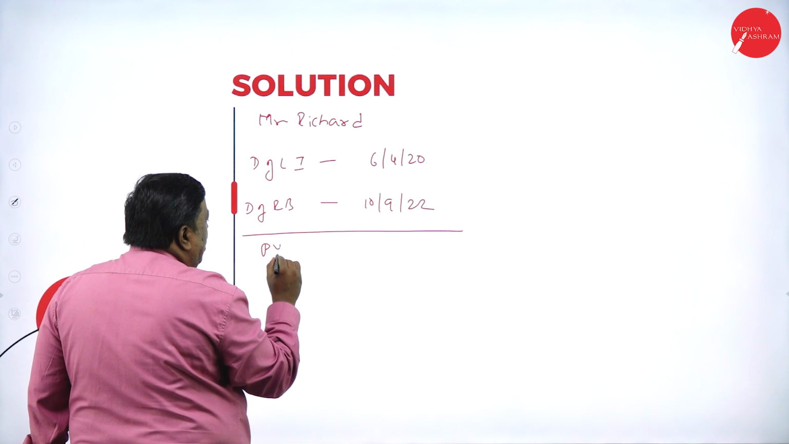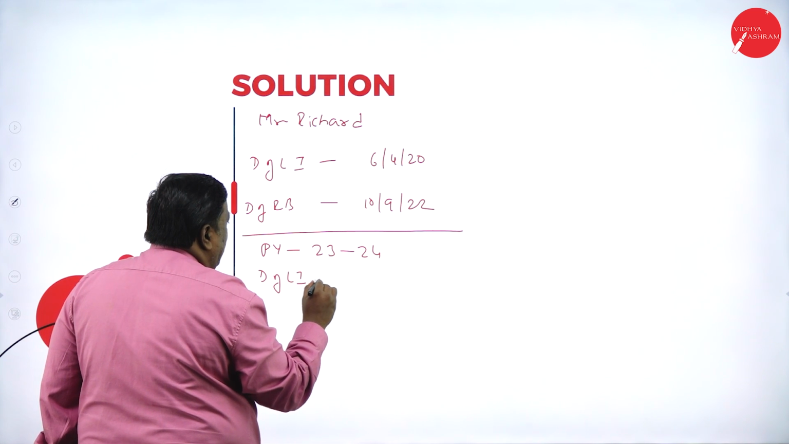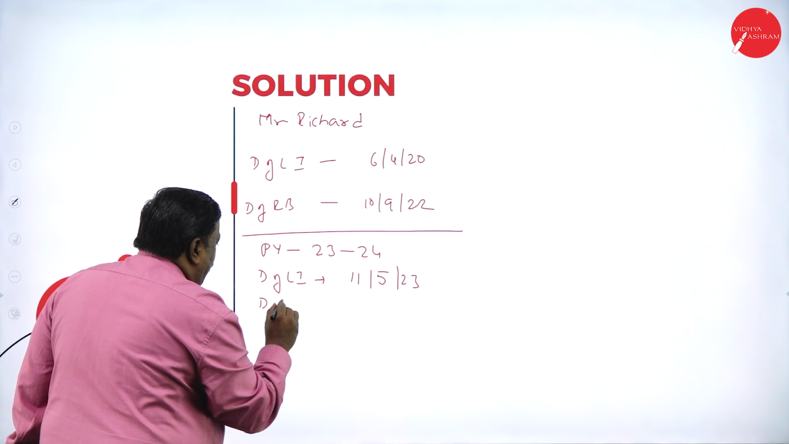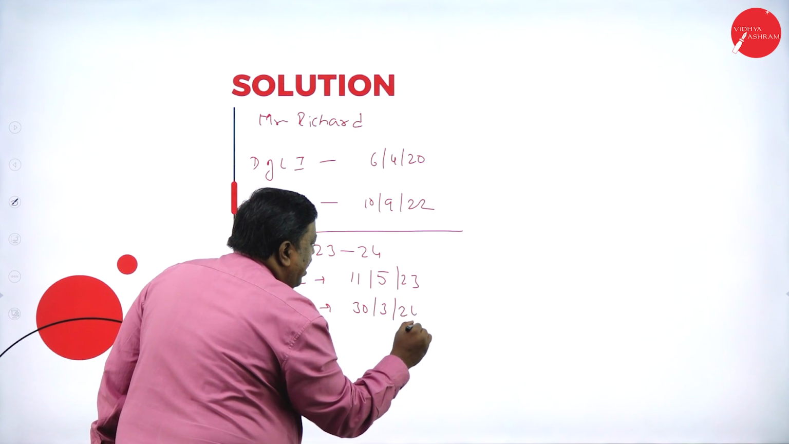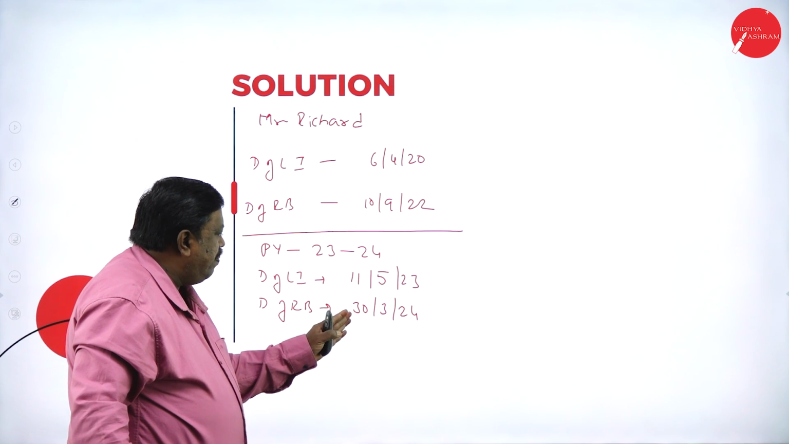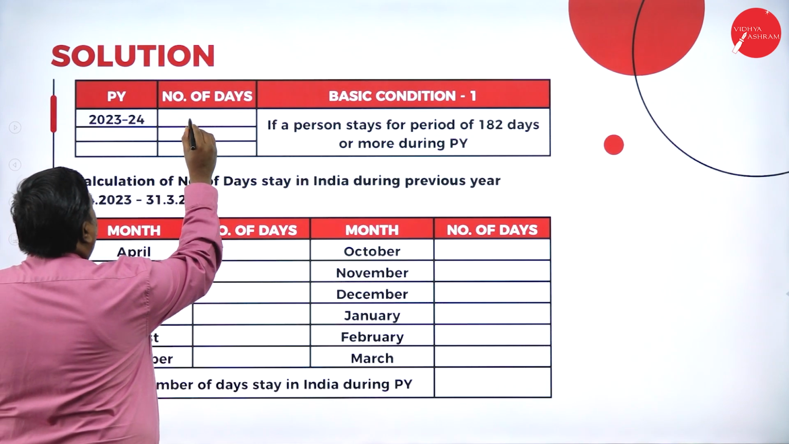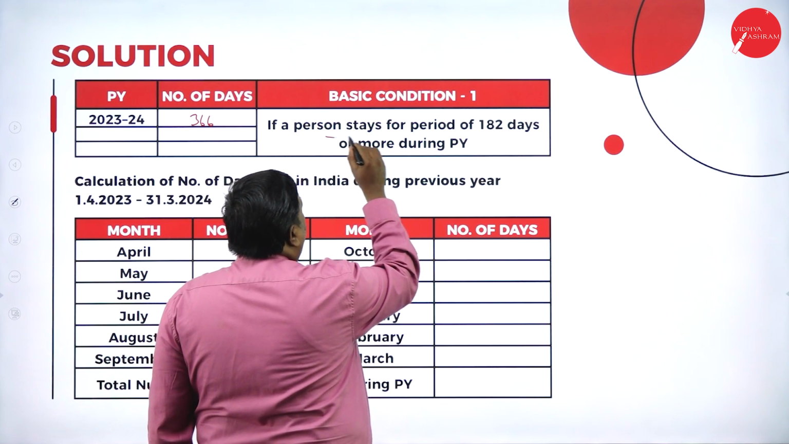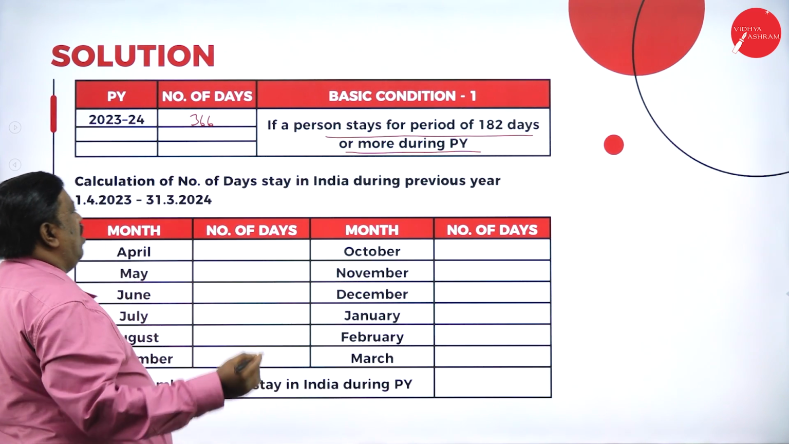During previous year, 2023-24, date of leaving India, it is 11th May 2023. Date of returning back, 30th March 2024. So means up to 10th May, I was in India, and from 30th March 2024, I was in India only. So let us determine that one. Total number of days, we have 366 days. So my first basic condition, stay in India for a period of 180 days or more during previous year. Whether I'm going to satisfy or not, let us check that one.